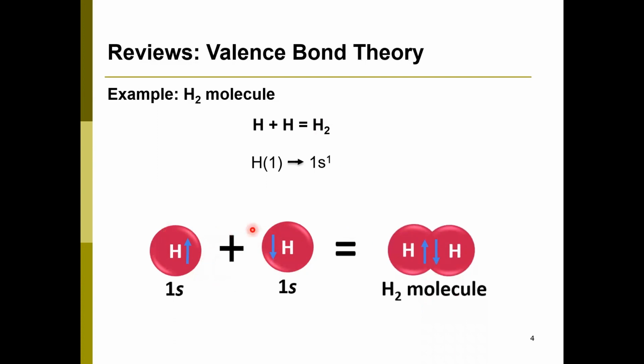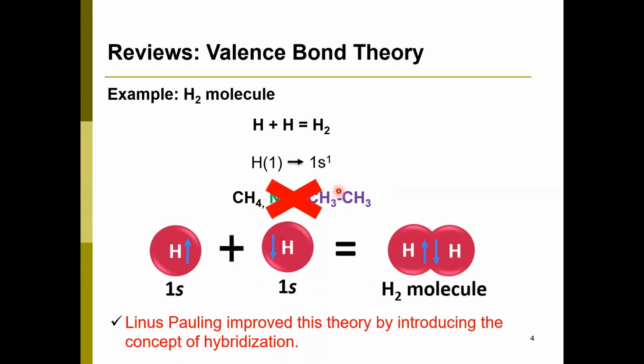Then these two half-filled atomic orbitals combine to form the H2 molecule. This can be explained very nicely by valence bond theory, by using the half-filled atomic orbitals. But we cannot explain the bonding behavior in methane, ammonia, and ethane by using valence bond theory. So, to explain this phenomenon, Linus Pauling improved this theory by introducing the concept of hybridization, which is called the hybrid valence bond theory.